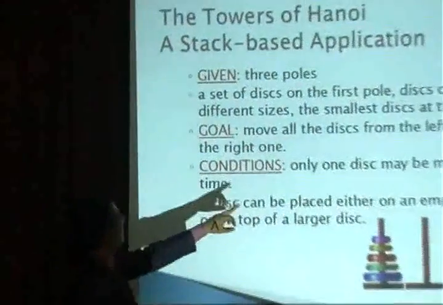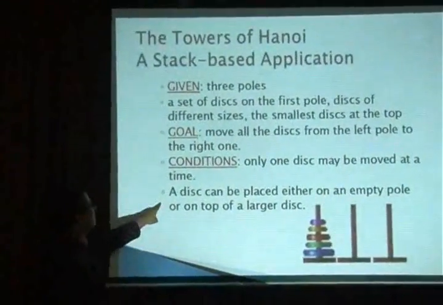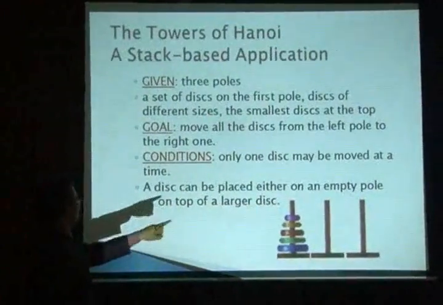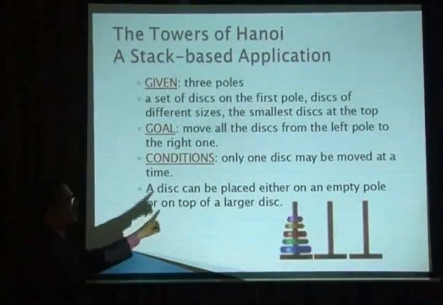These are the rules, the conditions. Only one disk may be moved at a time, and a disk can be placed either on an empty pole or on top of a larger disk. Wherever you place a disk, the smaller one should be placed on a larger one. This is the condition of the Towers of Hanoi.